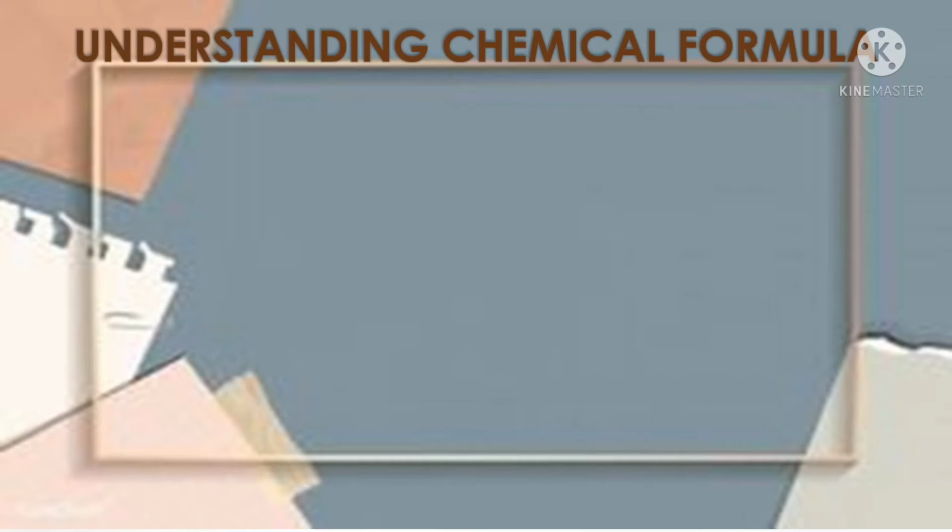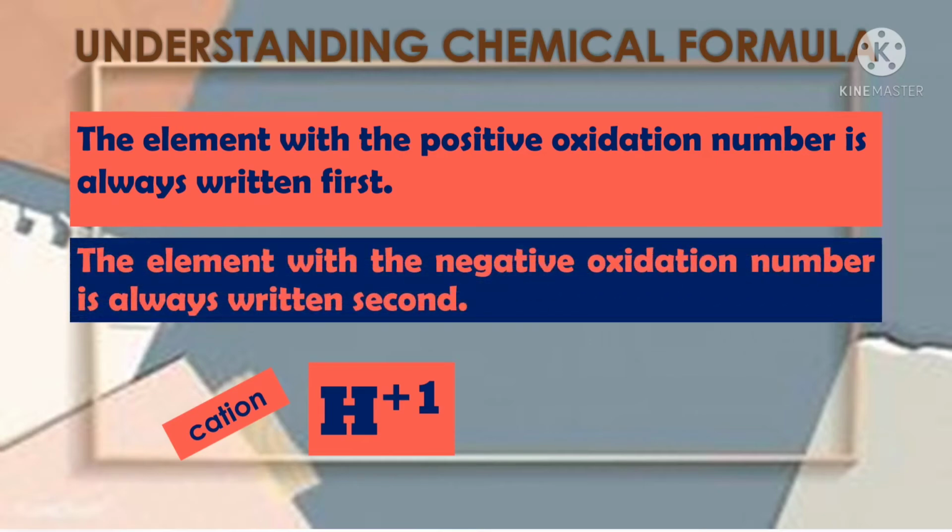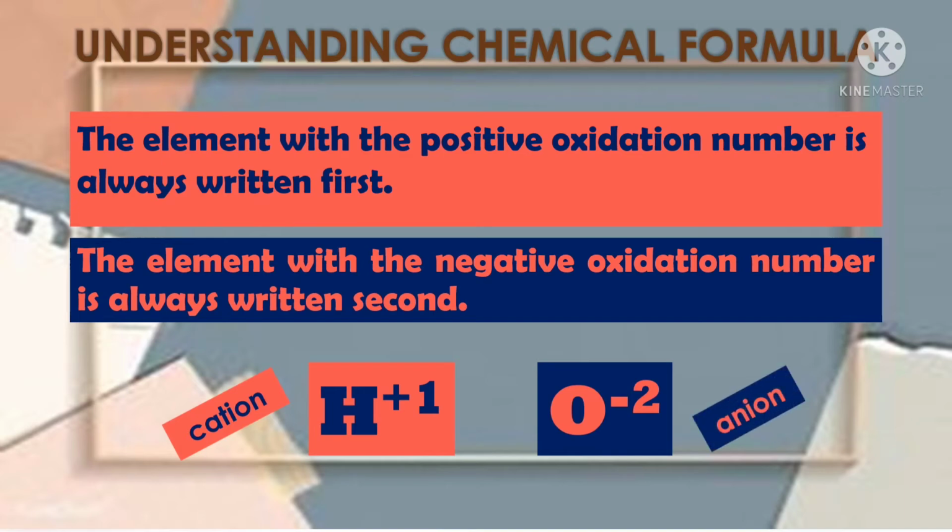There should be a positive half and a negative half. And the element with a positive oxidation number is always written first. Like for example, hydrogen. Its oxidation number is +1. It's called a cation. And the element with a negative oxidation number is always written second. For example, oxygen with an oxidation number of -2, and it is called an anion.